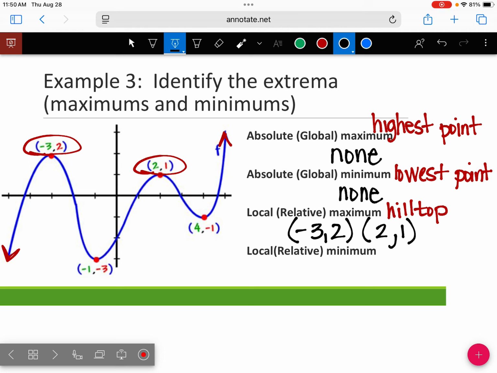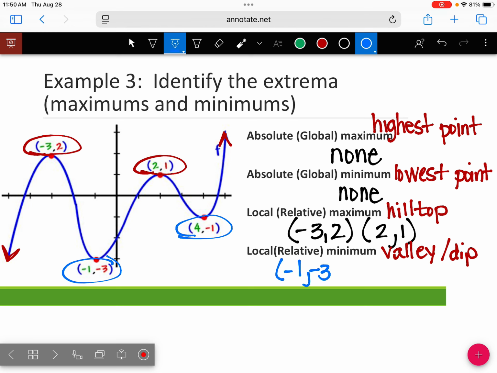And a local relative minimum, I like to think of it as a valley or a dip in the graph. And there's also two of those. And that would be here and here. So that would be -1, -3, and 4, -1.